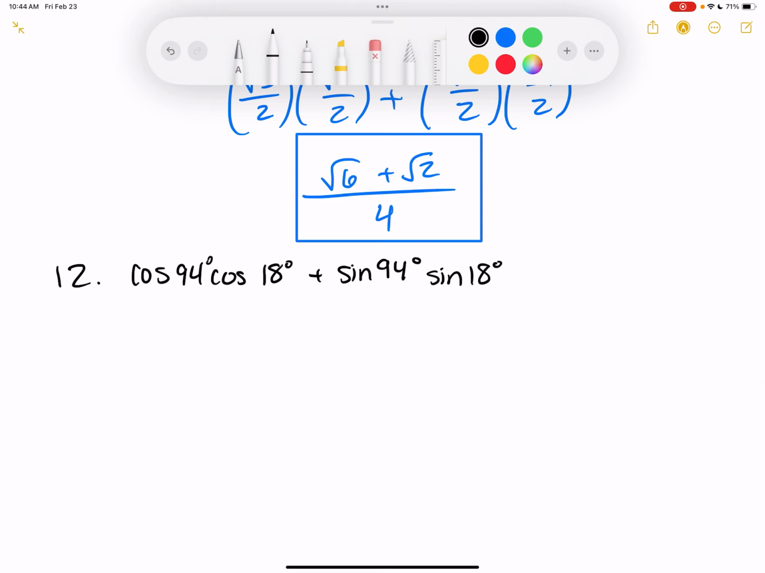Like the cosine of 76 degrees. How'd you get there? Show me the intermediate step. Okay, so this would be a cosine of A minus B. So 94 minus 18, which then would be what you said, the cosine of 76 degrees.